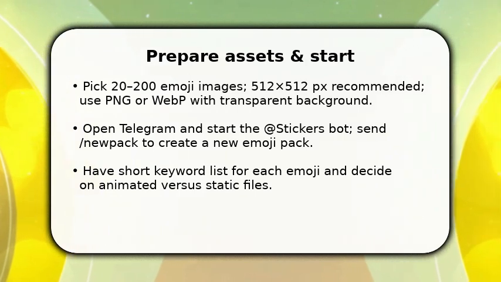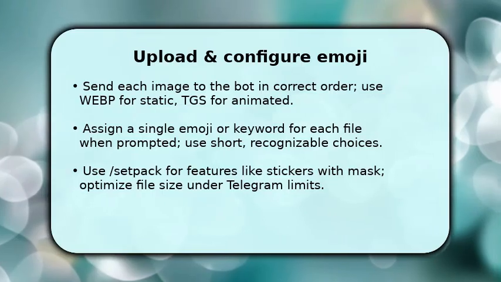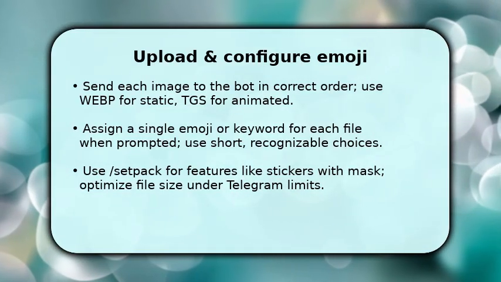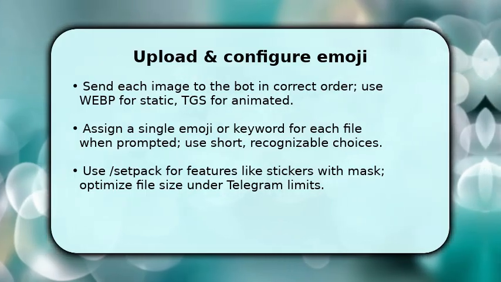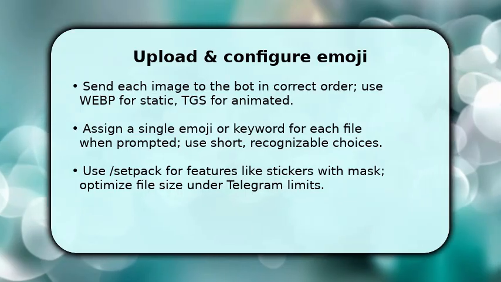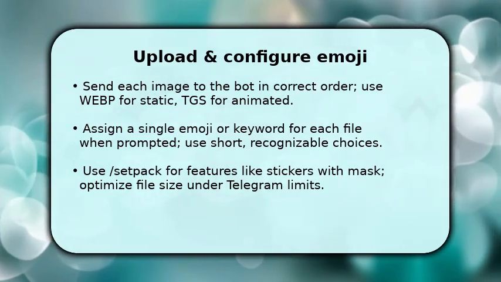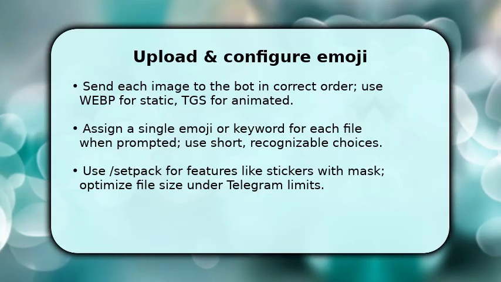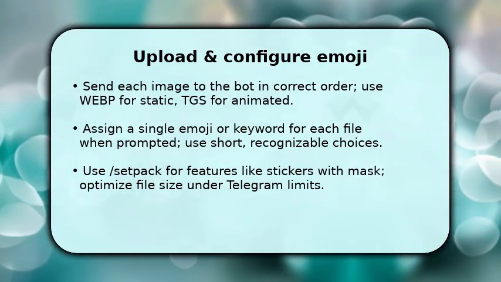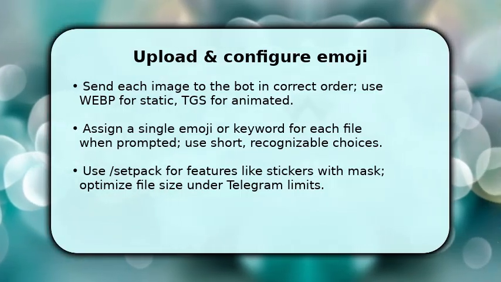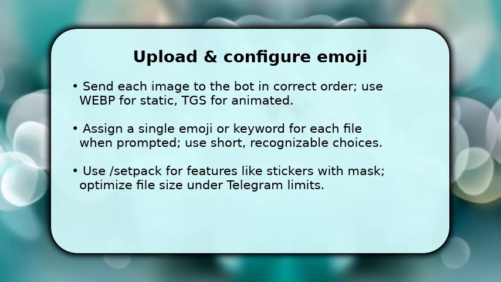Once you've started the pack, upload files one by one to the bot. Send PNG converted to WebP or the native TGS for animations. After each upload, the bot prompts you to assign an emoji or keyword. Pick concise, consistent choices so users can find them quickly. If you want masks or special options, use the bot commands like /setpack. Make sure files are within Telegram size limits. If not, use a lossless compressor or resize to maintain.